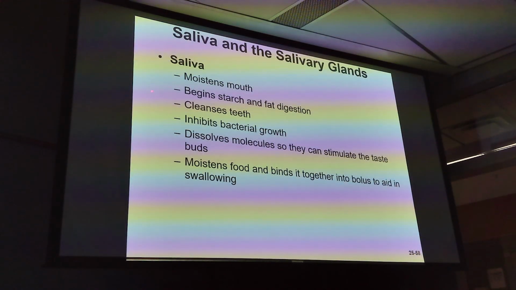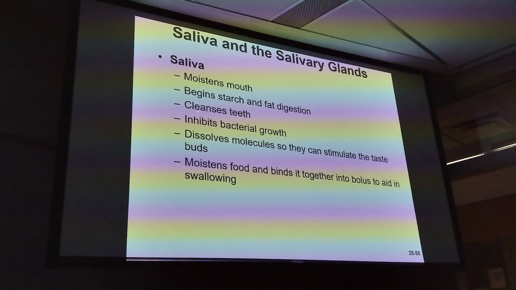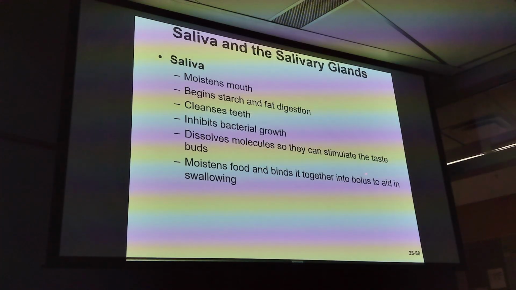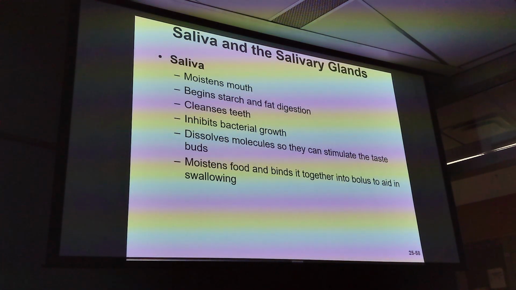Saliva moistens the mouth. This is where starch and fat digestion begins. This is also hopefully going to inhibit some of that bacterial growth, hopefully keeping your teeth fairly clean. It dissolves molecules, and it moistens food and binds it together into what we call a bolus. When that food leaves your mouth, it is called a bolus, B-O-L-U-S. You need to know that term.